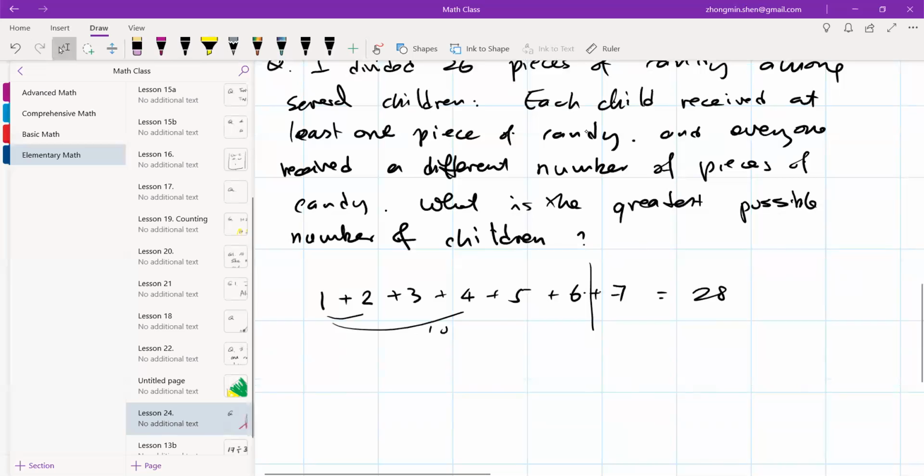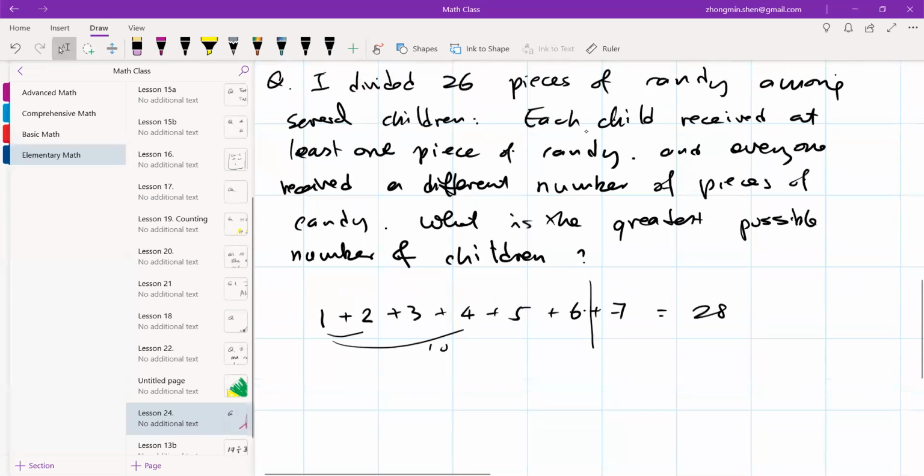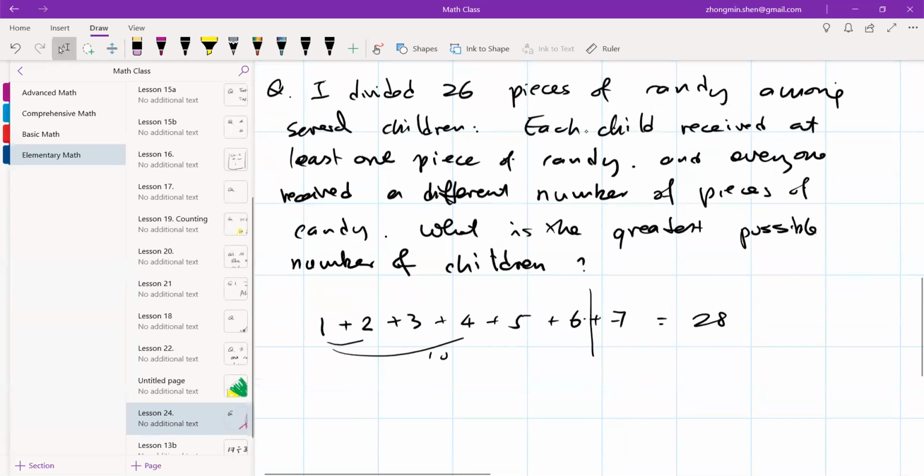So the idea is, all the students must have different numbers of candies, right? Then you're trying to give candies to as many students as possible. So you have to give them as few candies as possible, but they're all different. So 1, 2, 3, 4. Of course, to the sixth one, you can give the rest because up to here you have 15 plus 6, 21. So you have 26 candies, right?